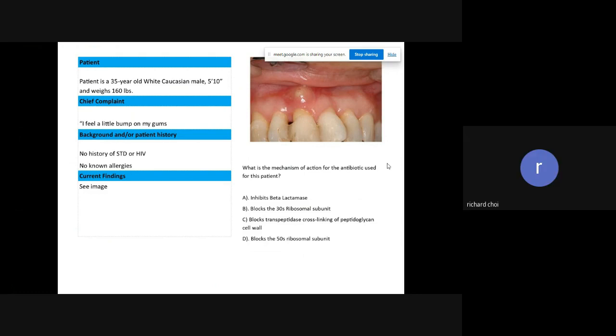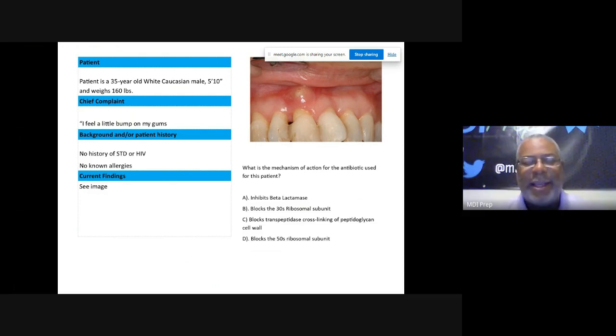So what's the question asking us? The question is asking the mechanism of action for the antibiotic used for this patient. And do we know the antibiotic we used? It was amoxicillin. Good. So the question is really asking us how amoxicillin works. Exactly. So what's the mechanism of action of basically a penicillin? Do any of these choices stand out for you?